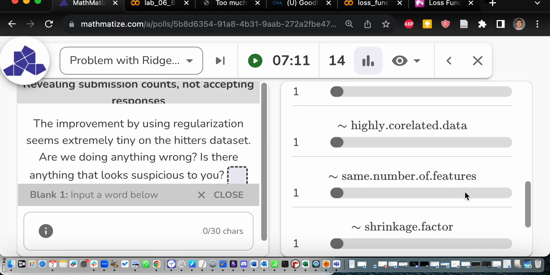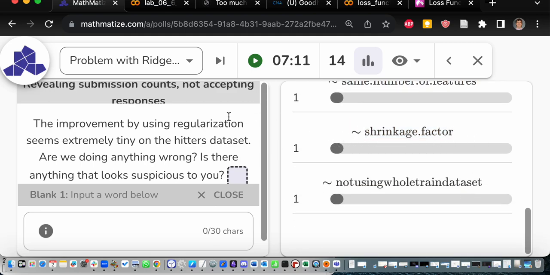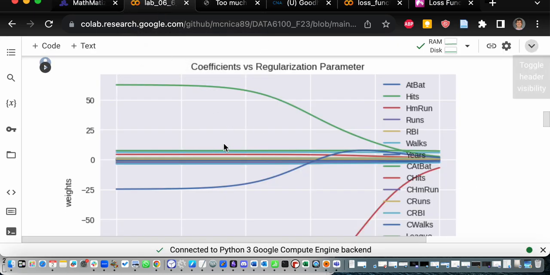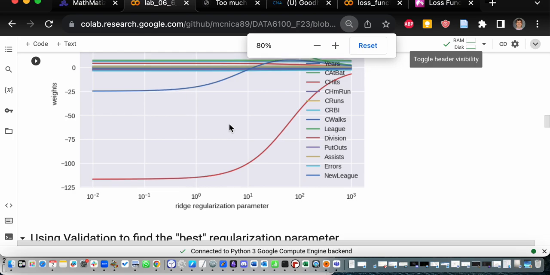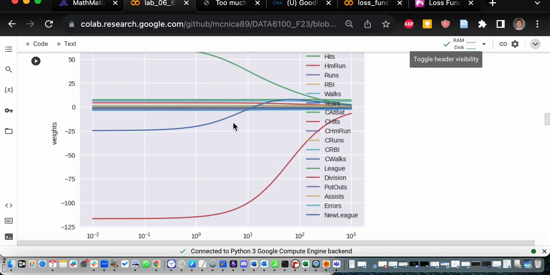Okay. So shrinkage factor is the amount we're using. Not using the whole training set. If we didn't use the whole training set, then we wouldn't have, we need to have some test set to work on. So it's true, we could improve the model a bit by using the entire set, but then we wouldn't be able to say how well it's doing. So in the realm of doing things that we can understand, we have to do it this way.